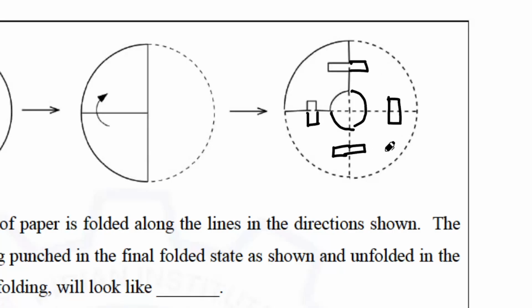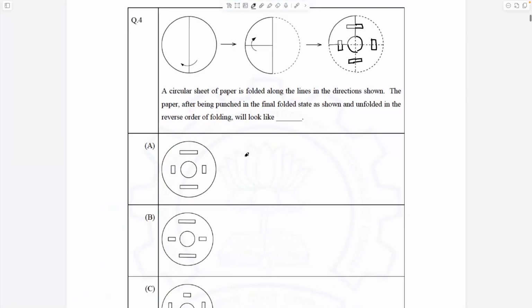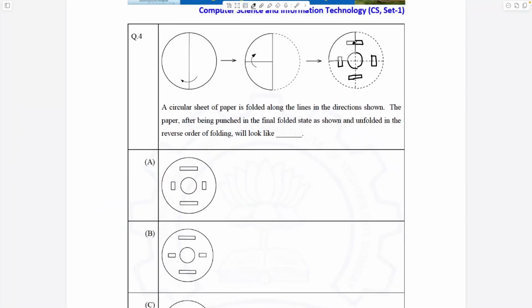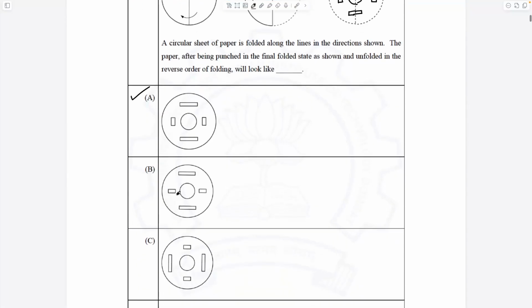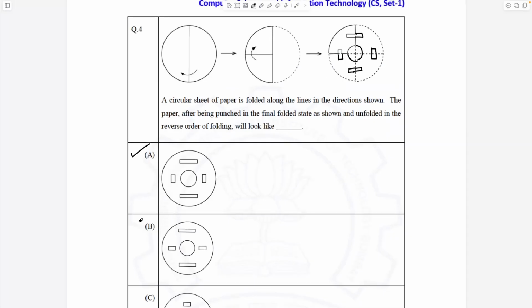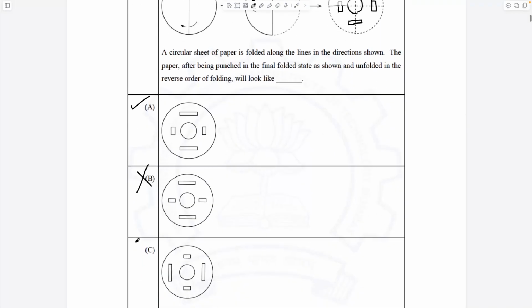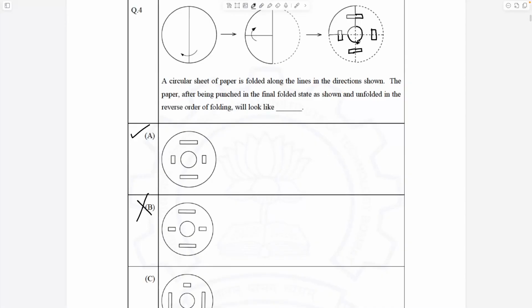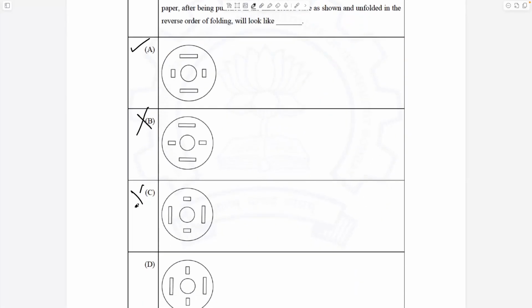Is there any option which matches this kind of answer? Let's see. So this option matches this answer completely, so we know that this is the correct answer. Let's look at the other ones. So this part does not match, so this is not the correct answer. See, this part is too long. These parts are made too long, so this is obviously not the correct answer.